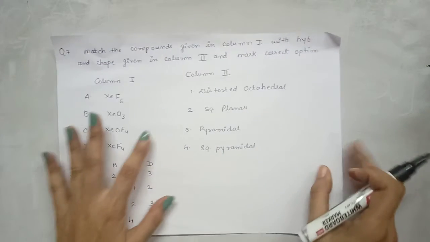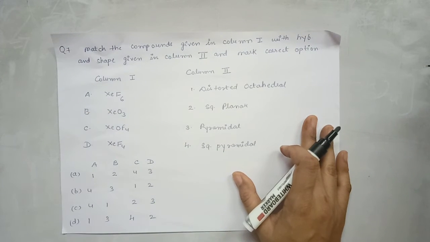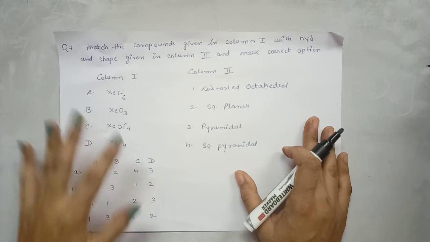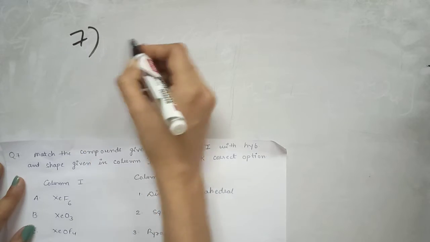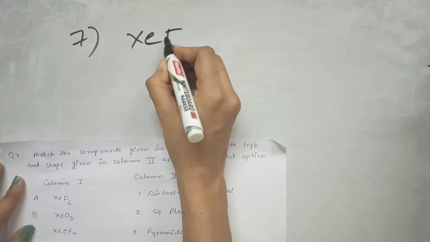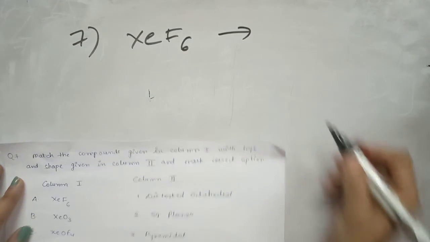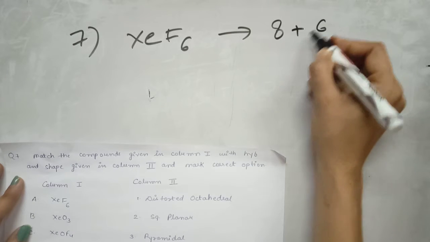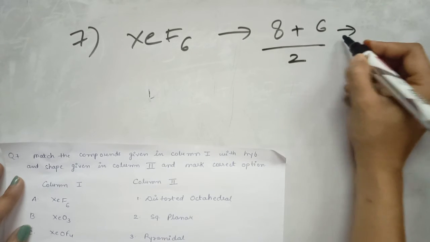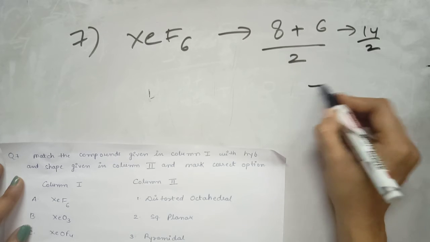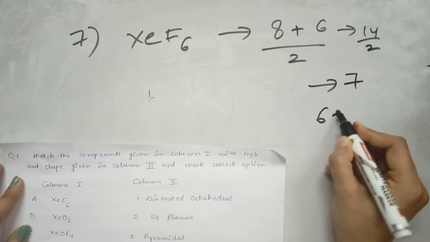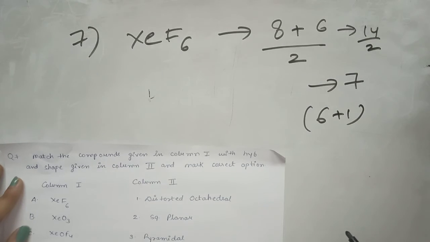Okay, this is the last question. Match the compounds given in column 1 with the hybridization and shape given in column 2 and mark the correct option. So first of all, I'll start with XeF6. This is 8 plus 6 divided by 2. 8 plus 6 is 14 by 2, that means 7. 6 plus 1.